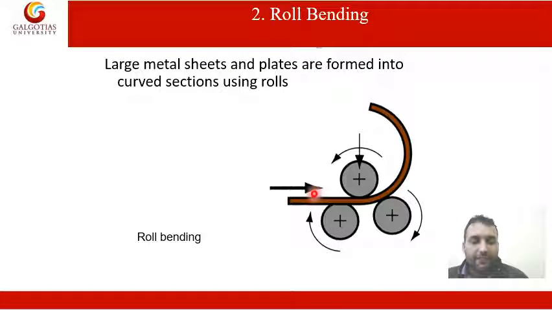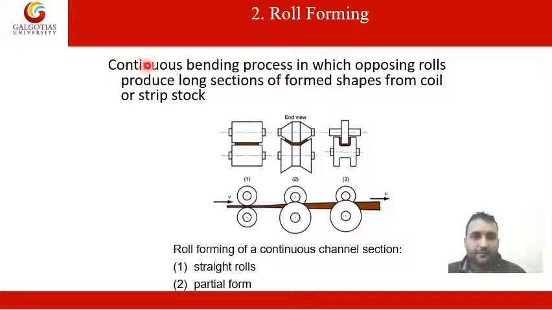This is roll bending, where we roll a larger strip. In this case, the strip is moving in this direction. There are multiple rolls which move in opposite directions, so this strip will be bent like this. Next is the continuous bending process, in which the opposing rolls produce longer sections of formed shape from coil or strip stock. As you can see, this is a roll forming process with a continuous channel, that is a straight roll and partial forms. This is a straight roll, then this is a partial form.